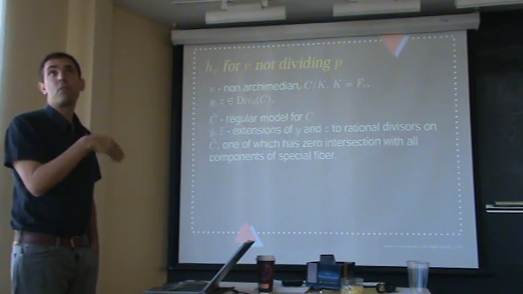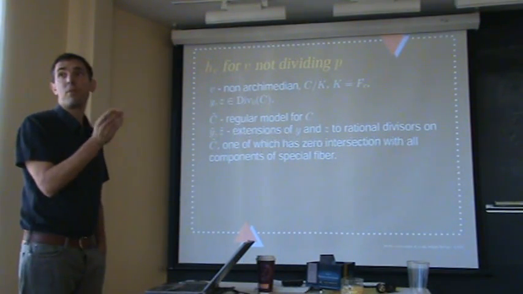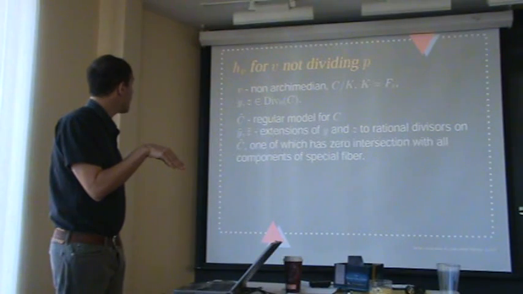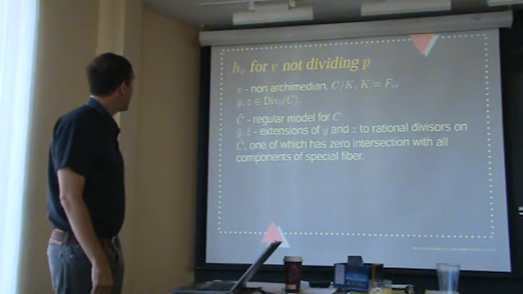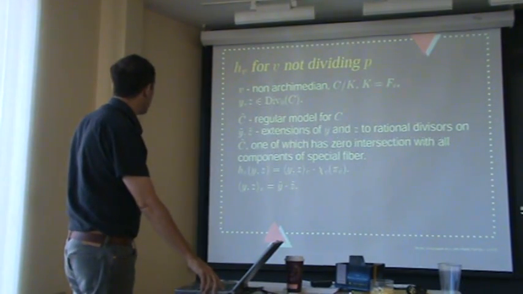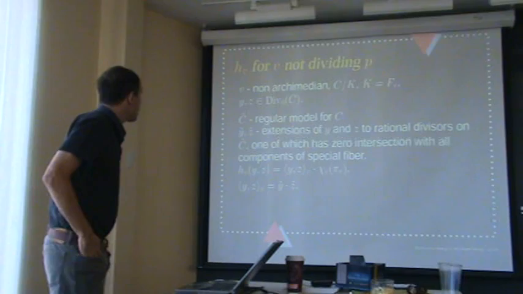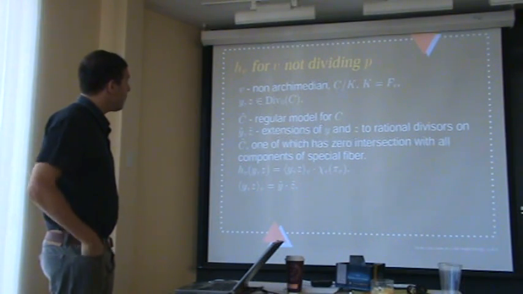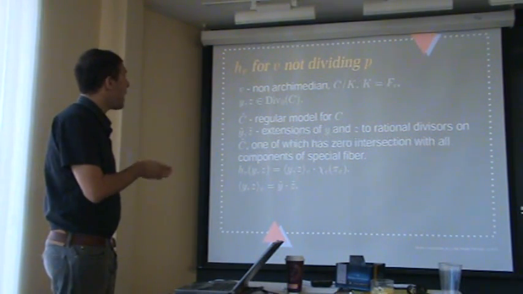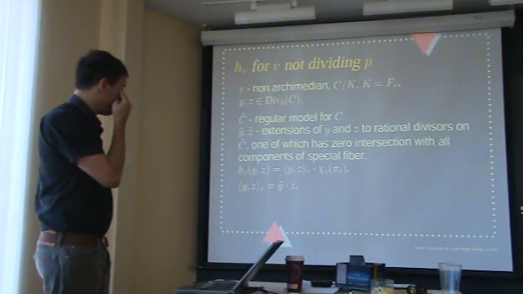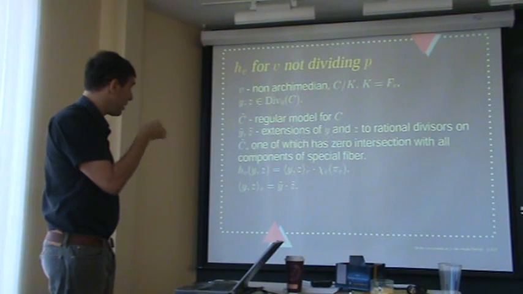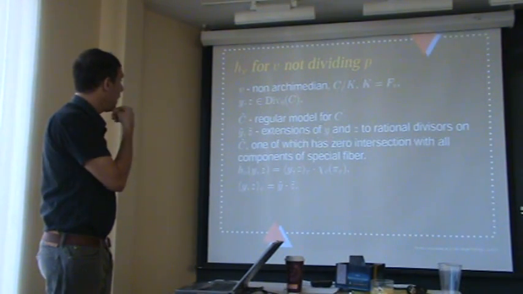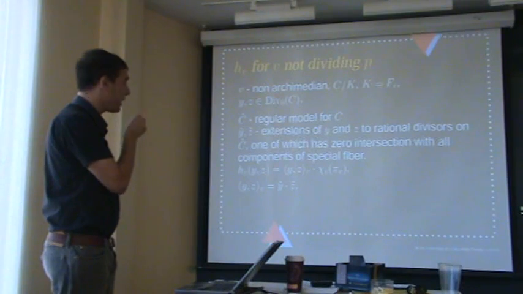What you want to do then is to modify that by adding certain components of the special fiber in such a way that it actually does not intersect any of the components of the special fiber, and then you just define the local contribution of Y and Z to be the local contribution in angle brackets times the value of the V component of chi evaluated at the uniformizer pi_V at V, and this bracketed thing is just now the intersection on this regular model of these two extensions.